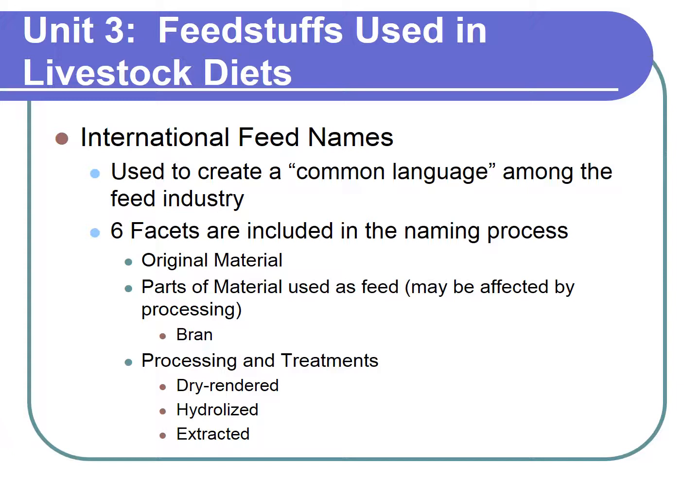Just a real quick slide here on international feed names. It's the common language, and I put this slide in here because as you get into your textbook and we start building rations, you'll find some things referred to differently. For example, in the United States we call corn corn, and everywhere else in the world it's referred to as maize, and in your book it's going to be referred to as maize.